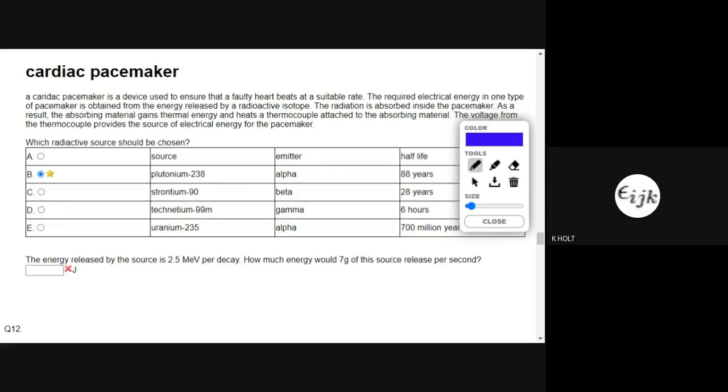What radioactive source should be chosen for the pacemaker? Well, it would have to be alpha, because otherwise the radiation would possibly damage the person, and it wouldn't be absorbed easily. And the second point is, with this uranium, it's such a long half-life, we just wouldn't get much power from it. So that's your first answer. I'm not sure why A is there at all, but anyway, I'm just going to scroll it down a little bit for the next part.